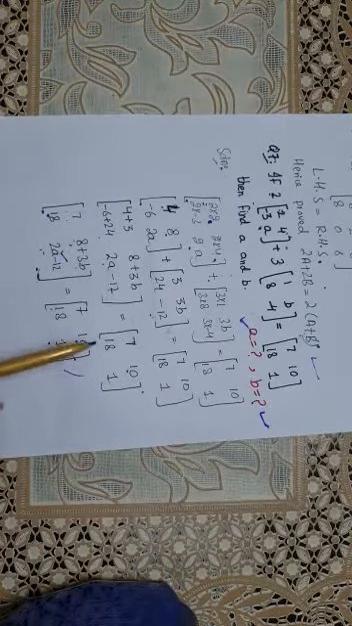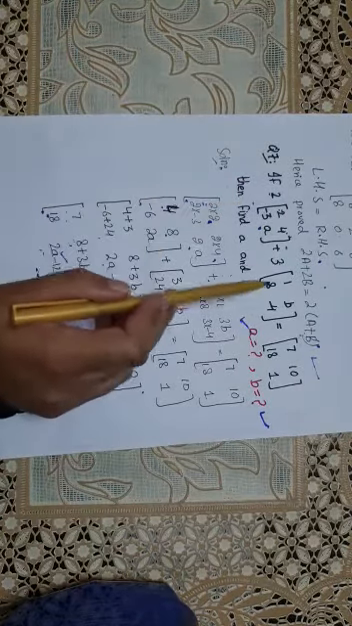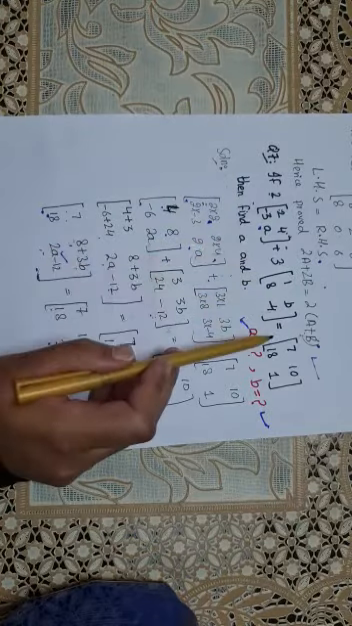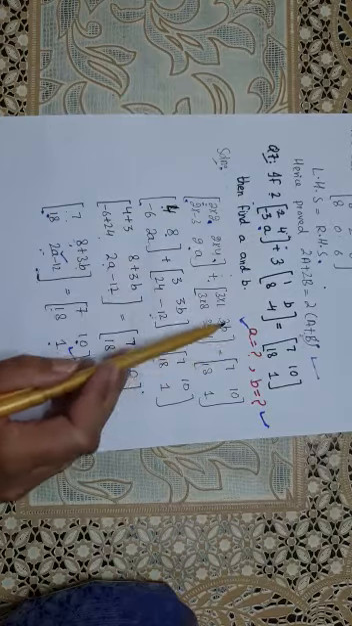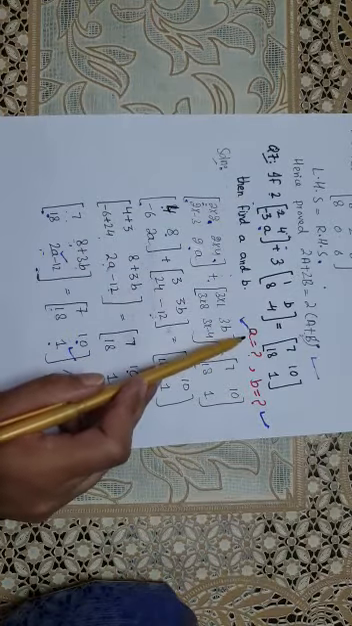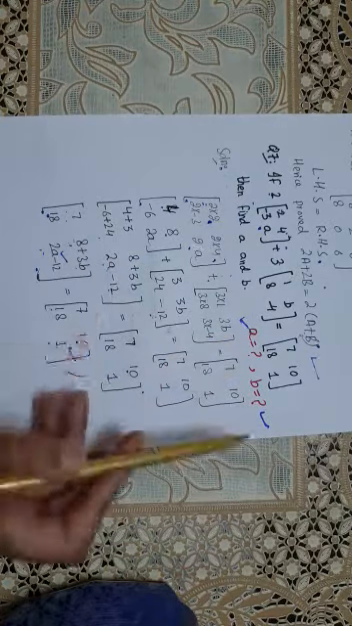Now question number 7. This is the property of equal matrices. Here we see that this is the property of equal matrices. We have to find the values of a and b, the unknown values.